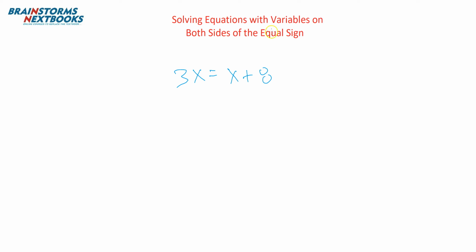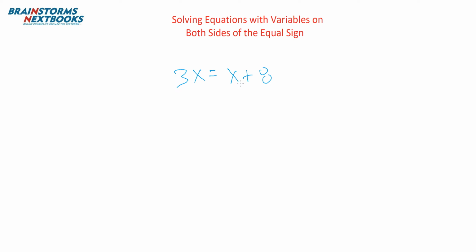And solving equations with variables on both sides of the equal signs means just that. So here's the equal sign. And now instead of normally having x or 5x or 10x on the left side and some numbers on the right, now we have x's on both sides of the equal sign. So that's kind of weird.